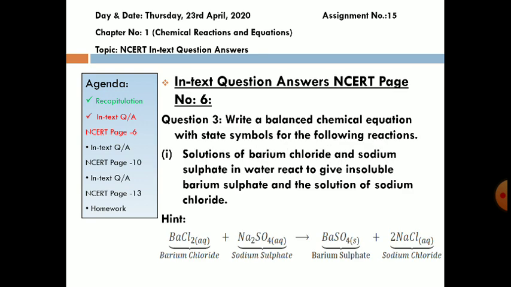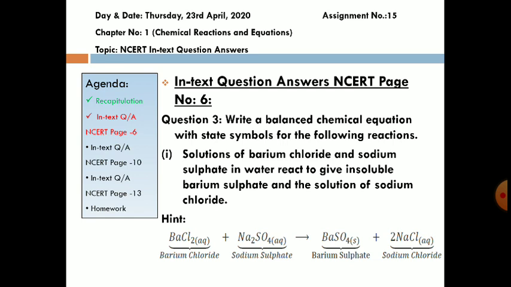Third question on page number 6. Write a balanced chemical equation with state symbols for the following reaction. There are two reactions, and the first one is solution of barium chloride and sodium sulfate in water react to give insoluble barium sulfate and the solution of sodium chloride.